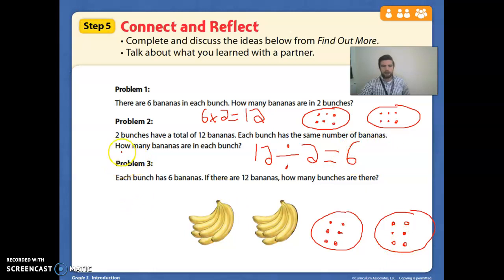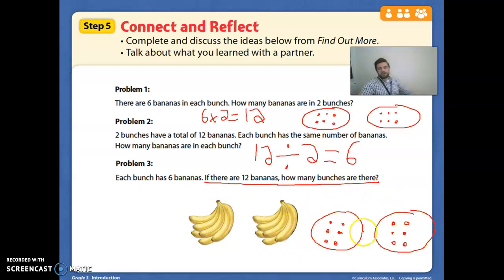Okay, one more problem here, problem number 3. If each bunch has 6 bananas, if there are 12 bananas, how many bunches are there? This is the same problem. It's just configured or kind of worked in a different way. So we know each bunch, and we can even keep our same picture. Each bunch has 6 bananas. 1, 2, 3, 4, 5, 6. And it's saying if there are 12 bananas, how many bunches are there?